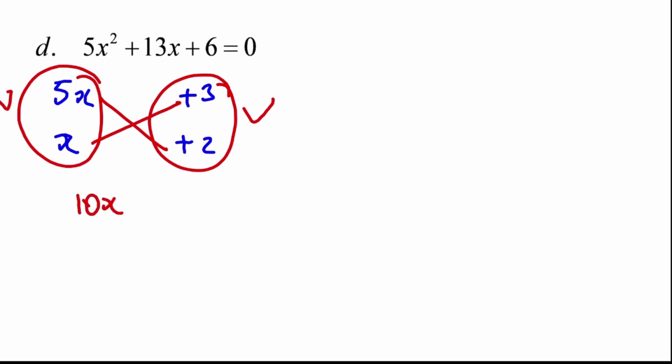The sum of the cross products has to give us the middle term. 10x plus 3x, which is 13x. Got it? That is what we want. So, we need to be careful. What I mean, we need to write in this form.